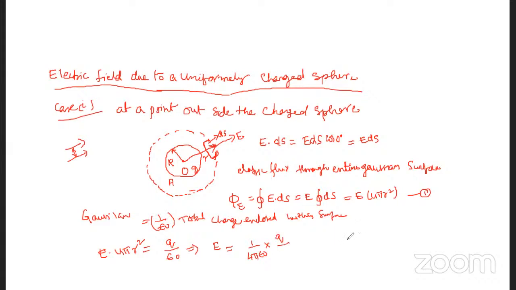So this is the electric field at a point which is located outside of the uniformly charged sphere. E is equal to 1 by 4 pi epsilon naught into Q by r square Newton per coulomb. This is the electric field located outside of the uniformly charged sphere.